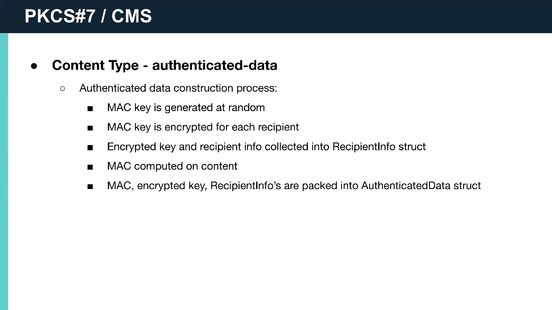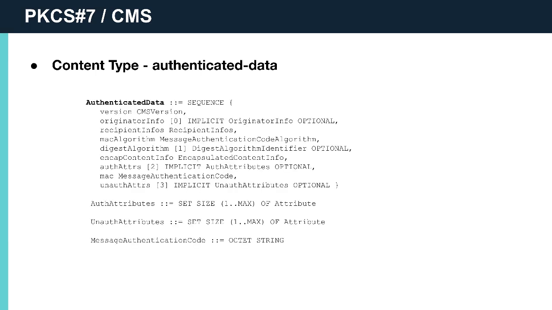The construction process here is a MAC key is generated at random. The MAC key is encrypted then for each recipient. The encrypted key in the recipient is collected into a recipient info structure. The MAC is computed on the content, and then the MAC, the encrypted key, and the recipient info are all packed up into an authenticated data structure. That looks something like this. And all of these things are ASN.1 encoded to be sent over the wire.